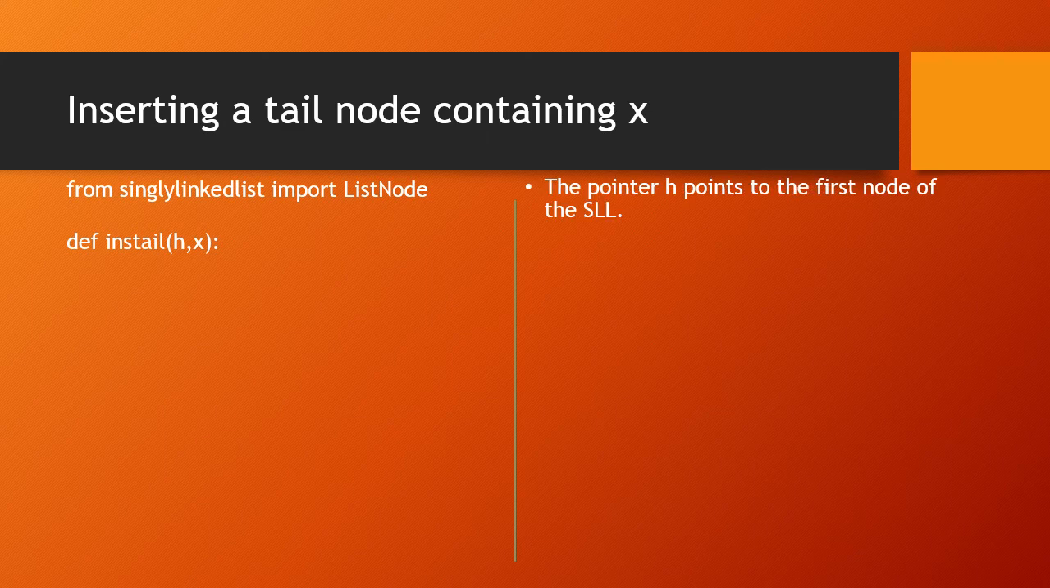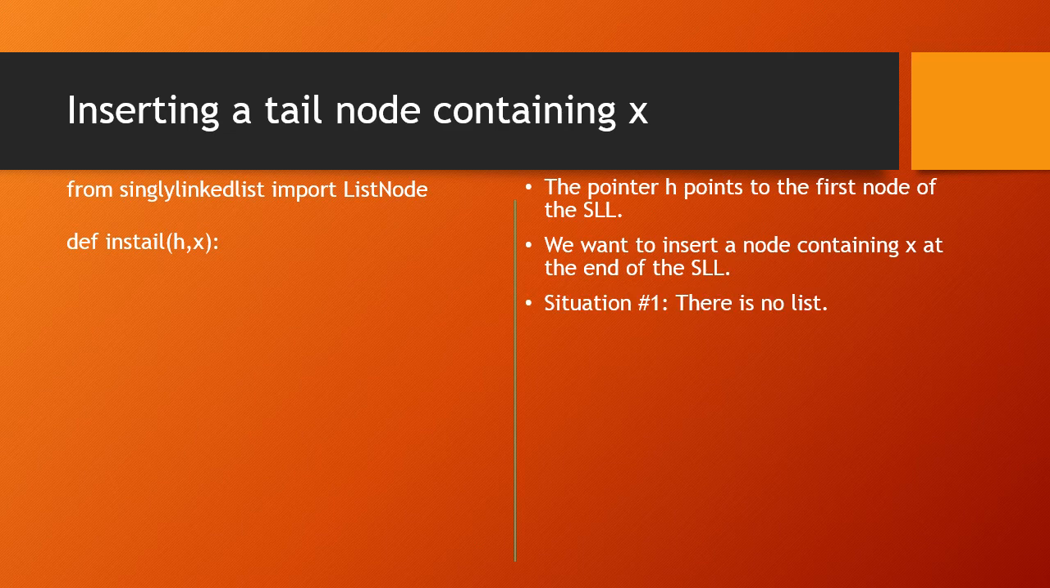The pointer h points to the first node of the singly linked list. We want to insert a node containing x at the end of the singly linked list. Situation 1. There is no list. This means that h is none. How do we check for that? If h is none. So if h is none and we have to insert a tail node in a list that does not exist, how do you do that? Make a node, put x in it and return this node. Done.